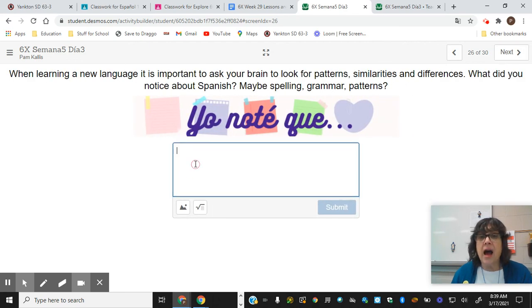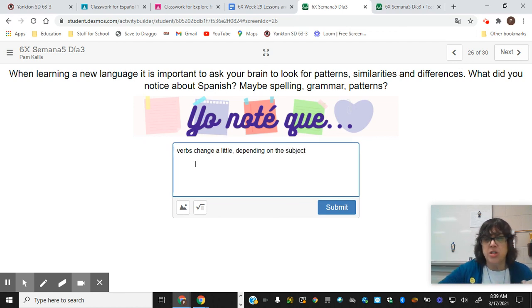So I notice that verbs change a little depending on who does the verb, who does the action. Is there an easier way to say that than who does the action? How about the subject? Subject and verb. You guys know that from ELA, subjects and verbs. Okay, so the verbs change a little depending on the subject.